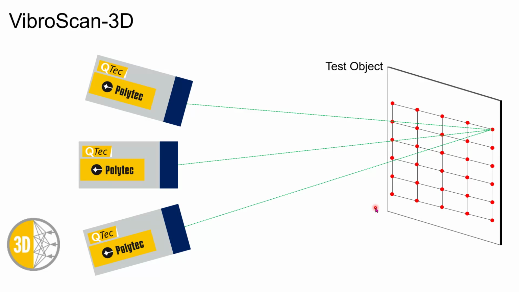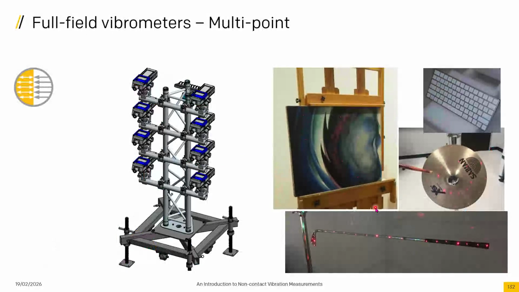What happens if you cannot repeat an excitation? What if it's a transient event or some nonlinear event, or just a one-time shot, right? Shock response or impact. For those cases, we have what's called a multi-point vibrometer, where you have multiple single-point vibrometers looking at the surface in one shot.